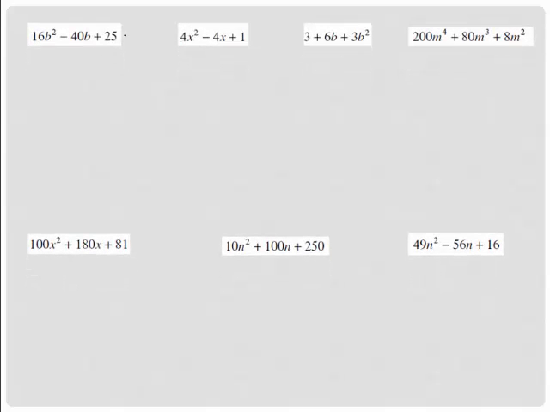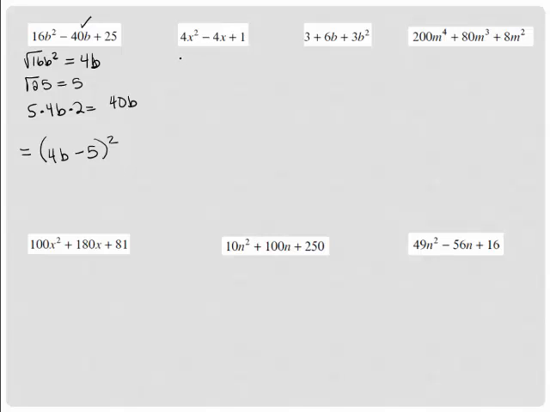So let's try a few more. Okay, I don't have any common terms I can factor out, but 16b squared is a perfect square, the square root of which is 4b. 25 is a perfect square, the square root of which is 5. 5 times 4b times 2 gives me 40b, which matches. So this factors to 4b minus 5 squared.